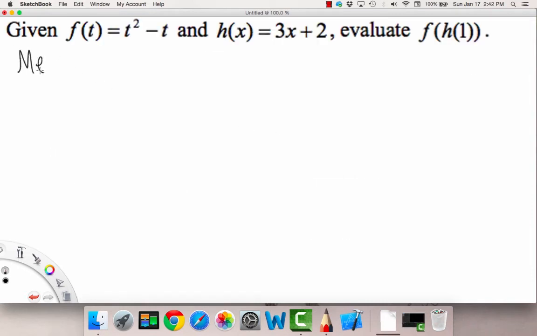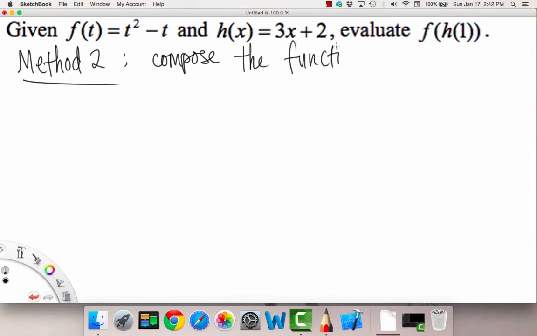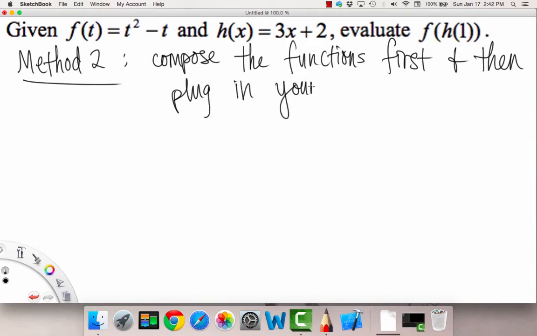Okay, so here's method number 2. What we're going to do is compose, or put together, which just means stick them together. So compose the functions first, using variables, that is, and then plug in the value you want. Plug in your input value.